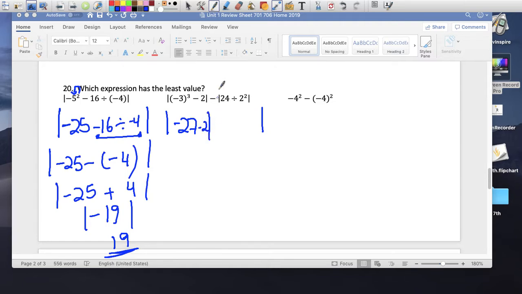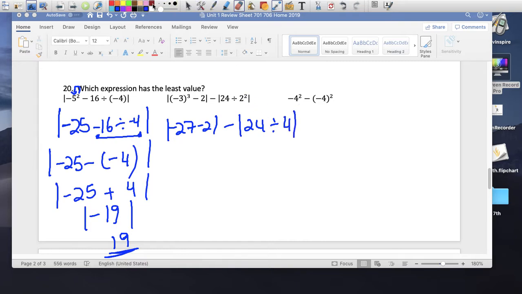Minus 2. Okay, so let me just rewrite this again because it's 2 absolute values. I just couldn't see it properly if I use my glasses. Alright, so this first one is going to give us negative 27 minus 2. On the second absolute value, let's do 24 divided by 2 squared, which is 4. So I took care of the exponents.